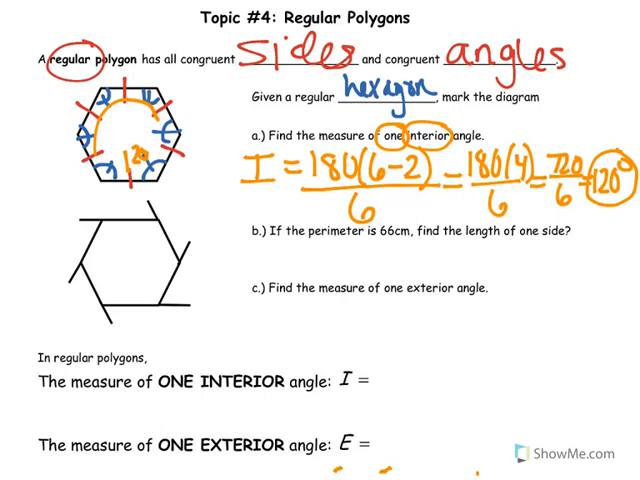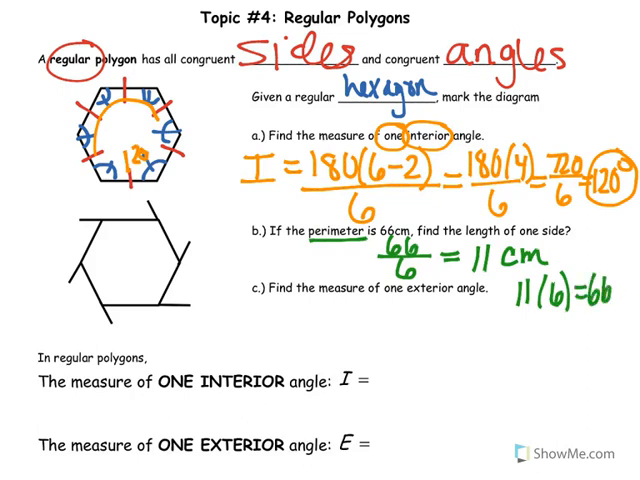Let's look at part B. It now says if the perimeter is 66, find the length of one side. Well, if we remember, the perimeter means all of these sides added together. Okay? So that means there's 6 sides that are the same length added together, and I got 66. So I can take 66 and do the same thing. Divide by 6, and I get 11 centimeters. Okay? So every side was 11 centimeters, and a good way to check is 11 times 6 gets me 66. And I'm good.